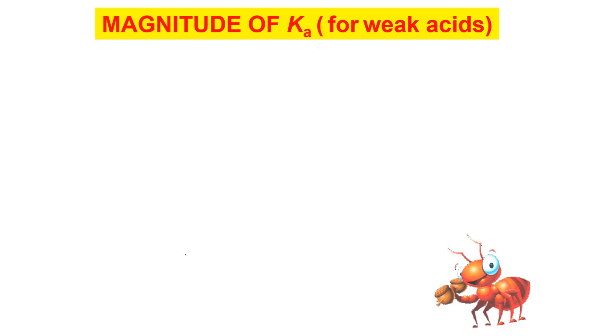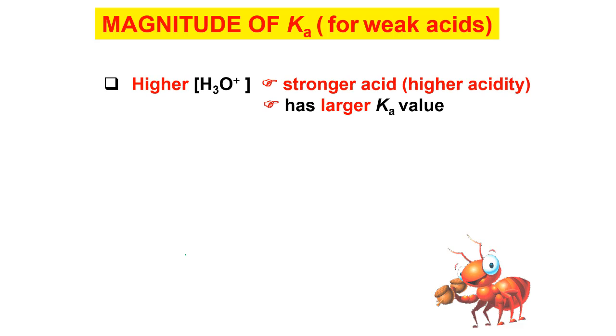Right, the magnitude of Ka for weak acids. Okay, so kita nak tengok nilai Ka bagi weak acid sahaja. Okay, the higher the concentration of hydronium ion, it shows that it is a stronger acid. Maksudnya, asid tersebut mempunyai higher acidity, sifat keasidan yang sangat tinggi. And it has a larger value of Ka.